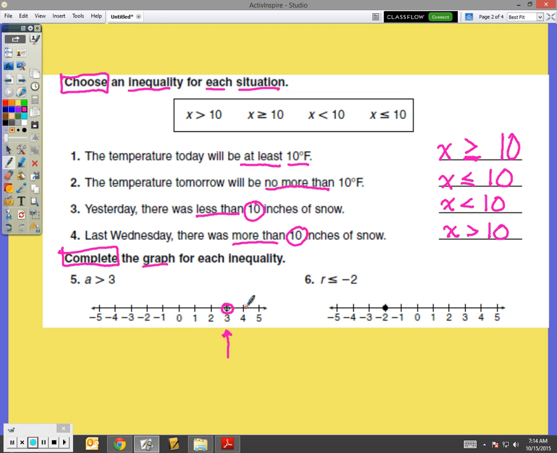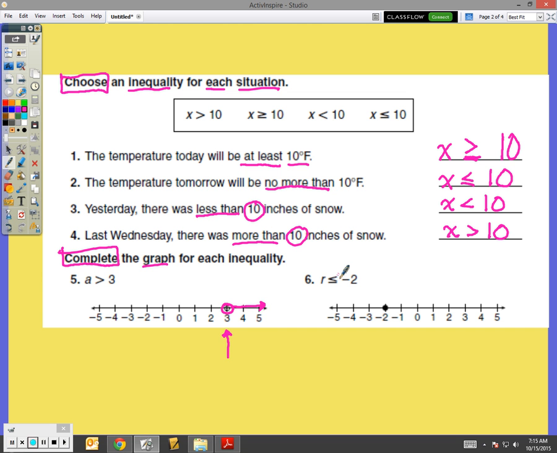Now I need to say, this is not done yet. I need to graph it. Which direction would other numbers that make this solution set go in? Would they go to the right of 3 or to the left of 3? So A is greater than 3. All numbers greater than 3 go to the right. So that's how I graph that inequality.